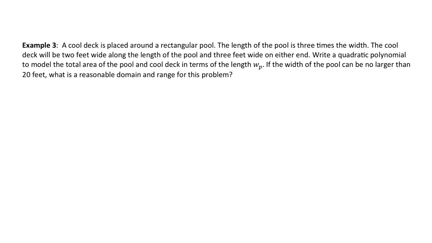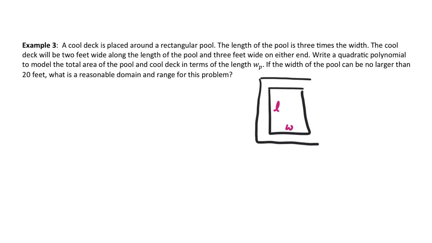Let's first understand what's going on. Here's the pool. This pool has a length and it has a width. Then around this pool, there is a deck, a cool deck, surrounding the pool. This cool deck extends 2 feet wide along the length of the pool and 3 feet wide on either end. So between here and here, this would be 2 feet, and between here and here, that would be 2 feet. Along the widths, we would be 3 feet and 3 feet.